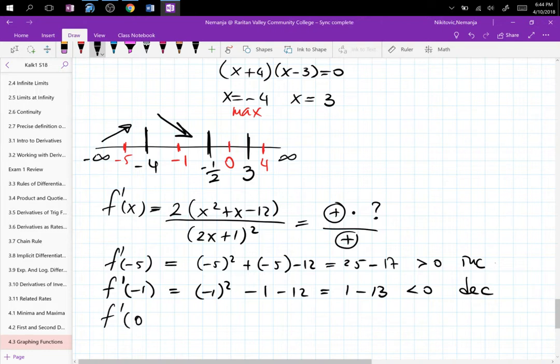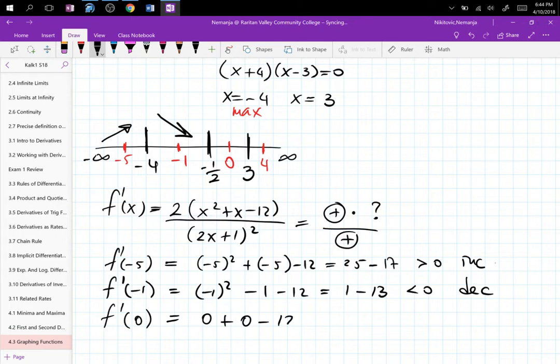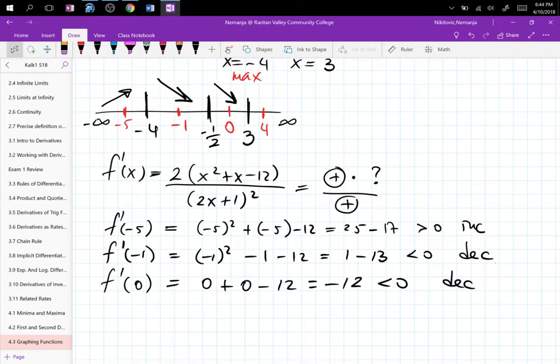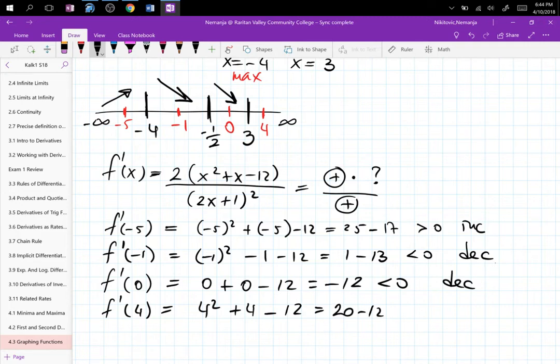F prime computed at 0. Well, that's 0 plus 0 minus 12. That's negative 12. That's less than 0. That's another decrease. And finally, f prime at 4 is just going to be 4 squared plus 4 minus 12. That's 16, that's 20 minus 12, which is more than 0, it's increase. So what we get for free is that this is a min.